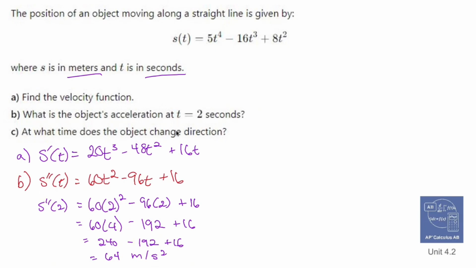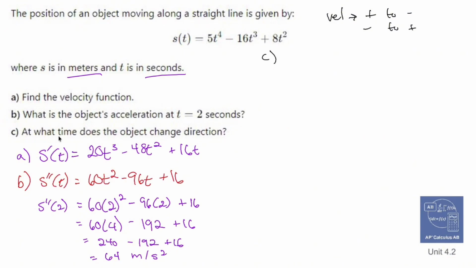At what time does the object change direction? Okay, now direction changes when velocity either goes from positive to negative or negative to positive. Positive velocity in this case means you're going to the right. Negative velocity means you're going to the left. So if you were to go from right to left, that means you just changed direction. So I care about what we did in problem A and finding out where that happens. Now that's going to happen at a critical point. Okay, and in this case we might have 2 critical points, maybe even 3. So we need to find those critical points.